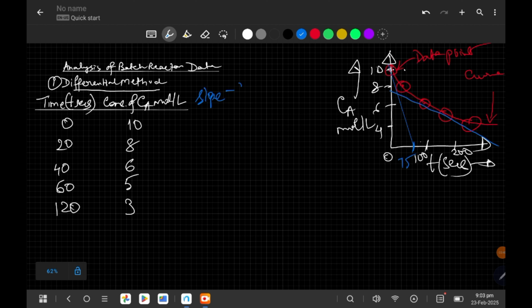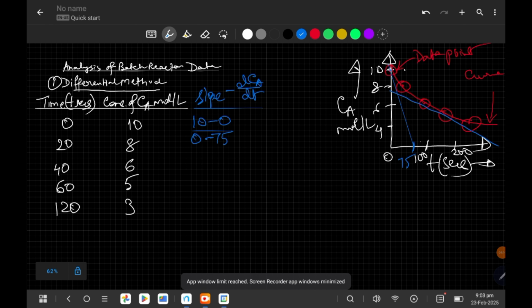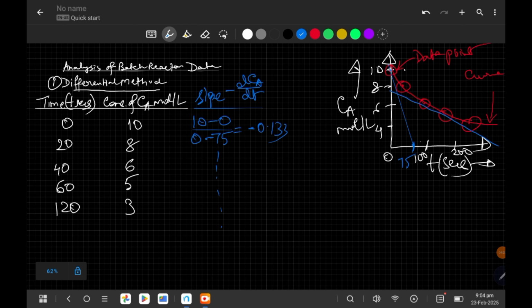Slope is calculated as minus of dCa/dt. So it will be 10 minus 0. So initial concentration is 10, final concentration is 0, divided by 0 minus 75. Okay, because 0 means initially when the concentration was 10 moles per liter, the time was 0. And when the concentration came down to 0, the time is 75 seconds. So here the value comes to 0.133. So likewise we will calculate all the slopes.